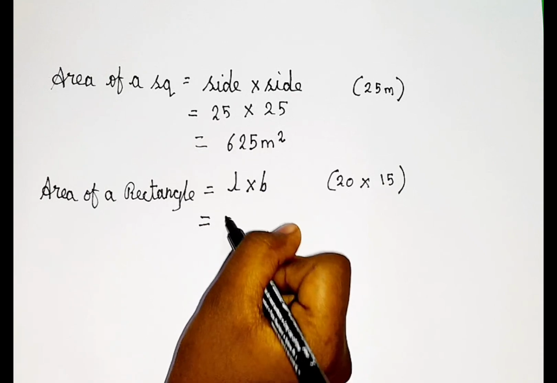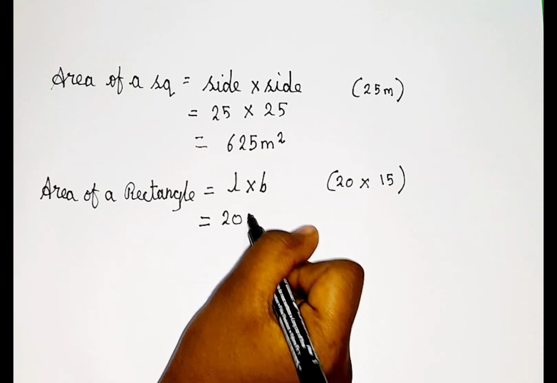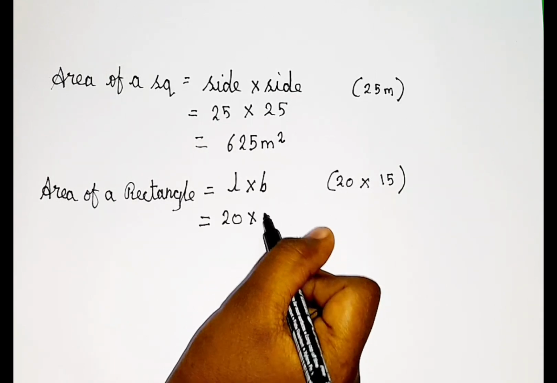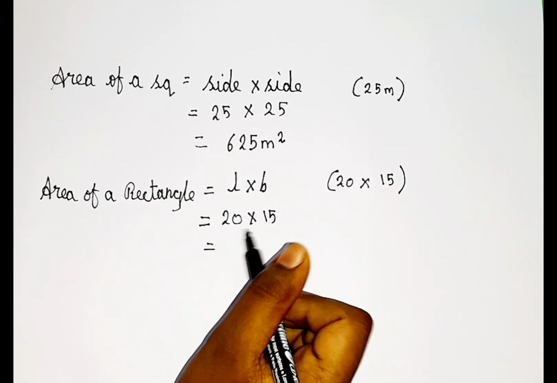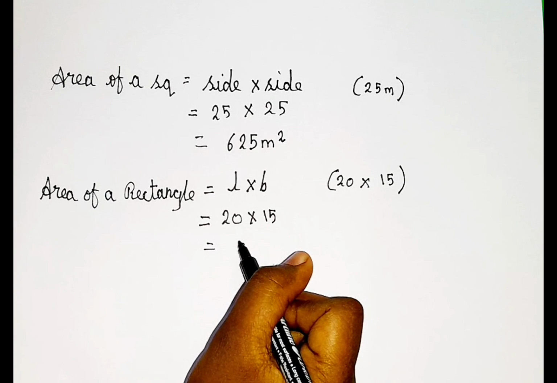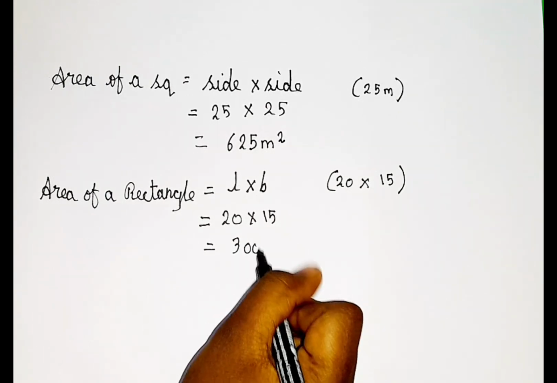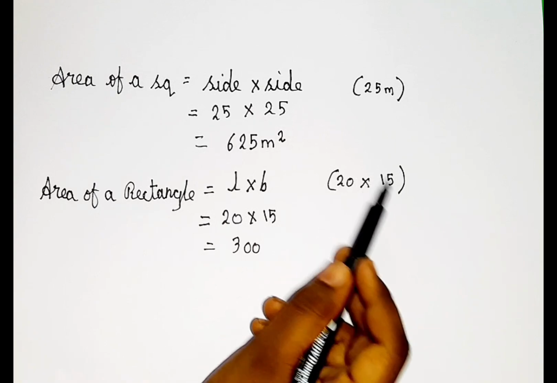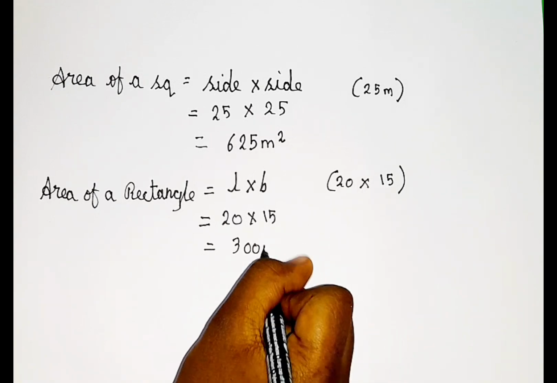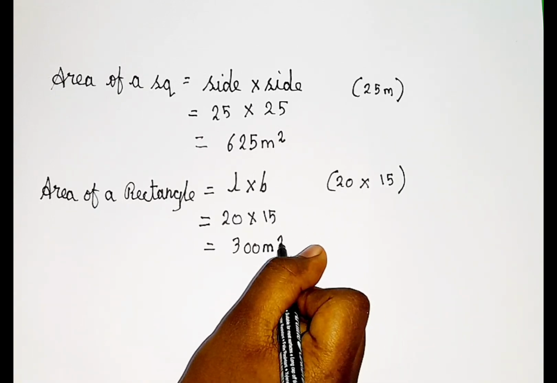So length is equal to 20. So 20 into breadth value is 15. So 20 into 15. So 20 into 15 is 300. So in the question we have meter, right? 20 meter, 15 meter. So here 300 meter square.